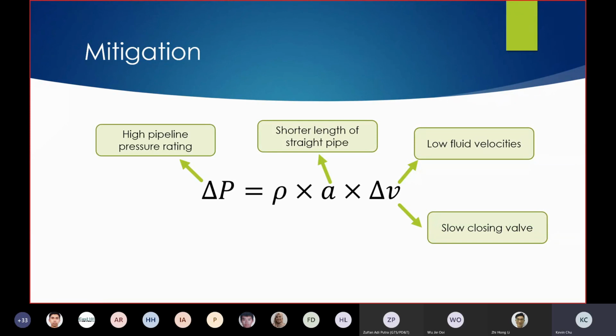And nonetheless, we can also use a high pipeline pressure rating. However, this is a very expensive way to mitigate that. So other than this, there is also equipment to help reduce or eliminate the water hammer effects, such as the accumulator, blow-off valve, surge tank, and many more.